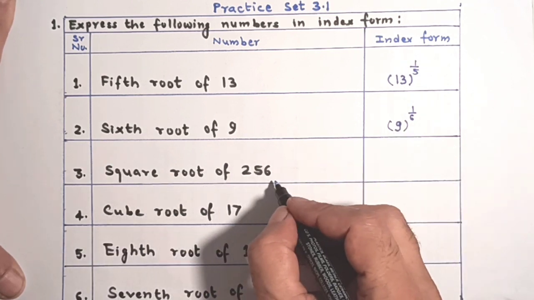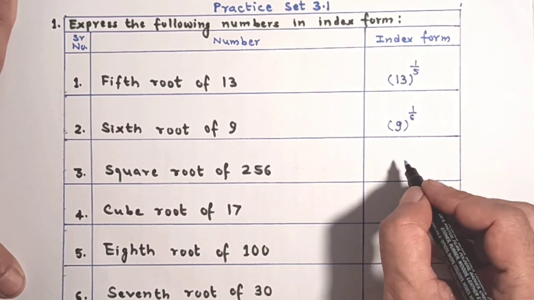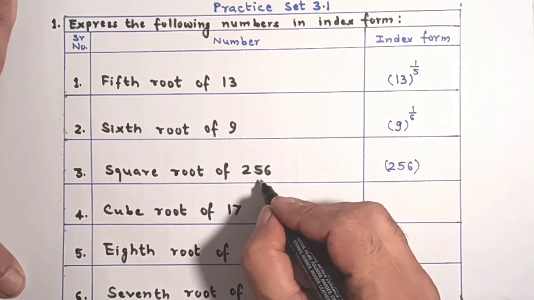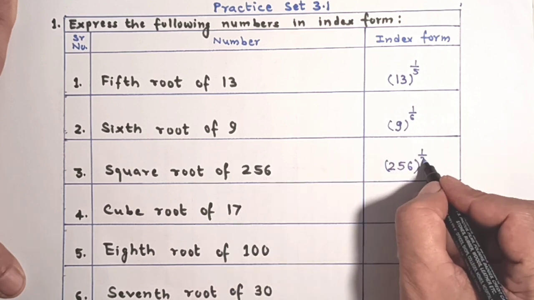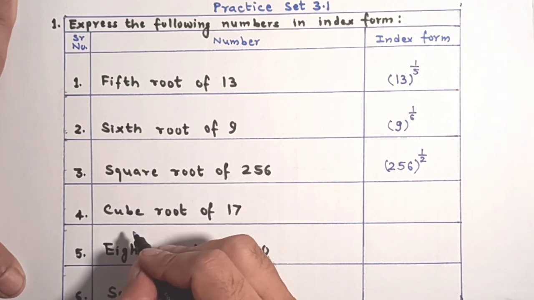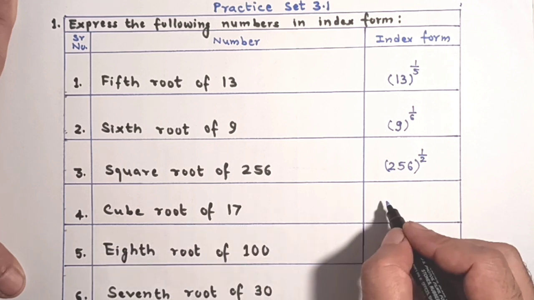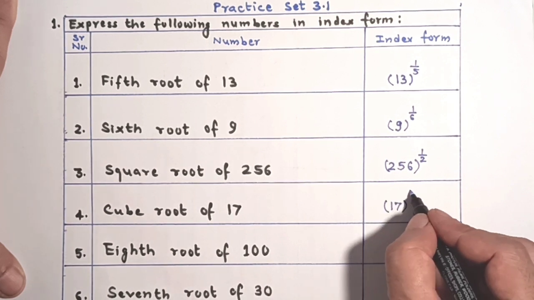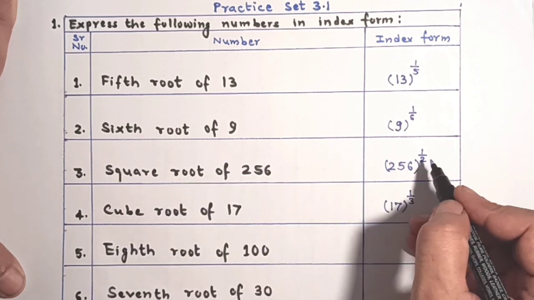Square root of 256. I told you before that square root means 1 upon 2. So your base is 256, and then 1 upon 2 because it is square root. I also told you that for cube root it should be 1 upon 3. So cube root of 17. So write 17, which is your base, and then 1 upon 3. Always remember for cube root it is 1 upon 3 and for square root it is 1 upon 2.